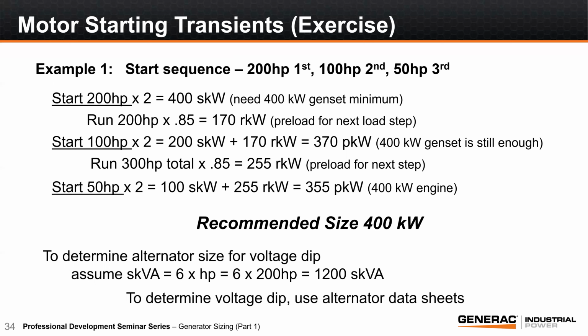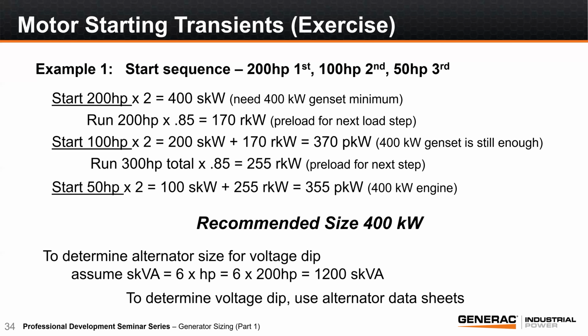The 170 kilowatts becomes a preload on the generator when the next motor starts. So the next motor is the 100 horsepower motor, which requires 200 kilowatts to start. And then we add that to the 170 kilowatts of the preload. And when we look at the original 400 kilowatts we saw needed to start the 200 horsepower motor, we see that the generator size from the first load step will be large enough to start the second motor also.